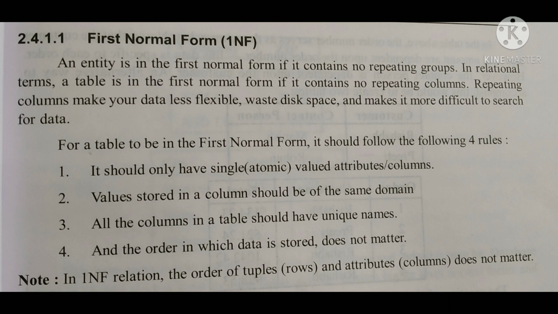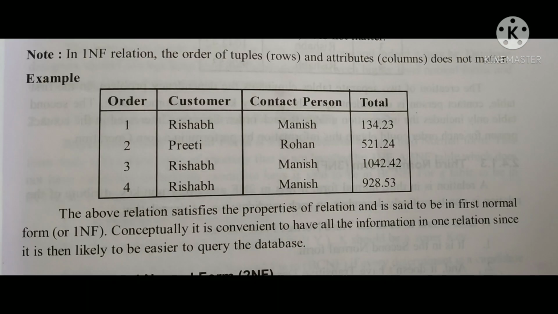Consider the already filled table. You don't know which data was stored in which way, but the values are all stored or filled, so there is no problem with that particular column. In the relation, the order of tuples, that means rows, and attributes, that means columns, does not matter. You can fill the order in any way.